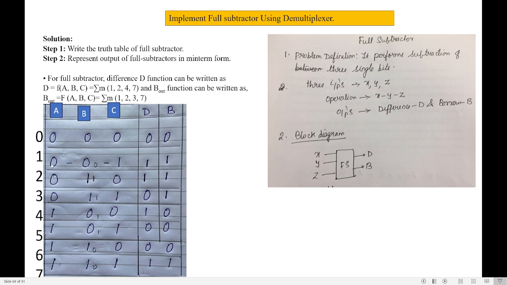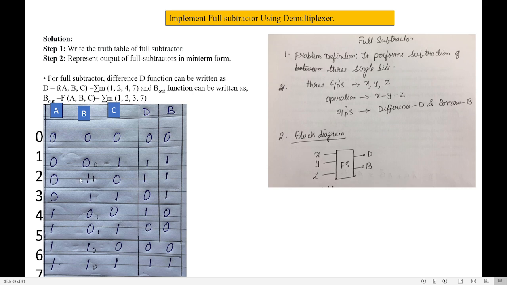Now come to the next one. 0 minus 0 is 0. Again it does 0 minus 1. I cannot subtract a higher number from a lower number. So I need to take a borrow, so I need to make it as 1. Decimal 0 minus 1 is minus 1. In this case, you need to write plus 1. That's it. Ignore that minus.